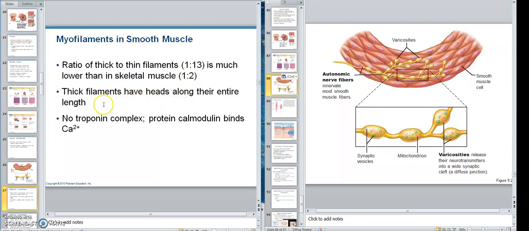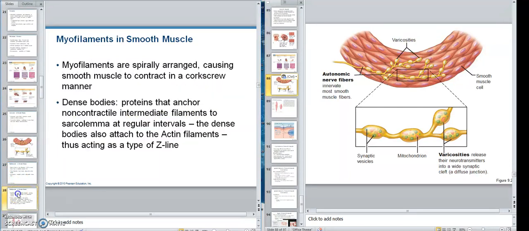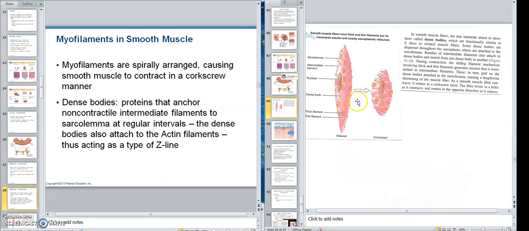Okay? Thick filaments have heads along them. Okay, we talked about that. All right? Myofilaments are spirally arranged. See, there's no myofibril. You have dense bodies in there. Let's see what we got here. So I'm going to go to this picture. You have these dense bodies, and here are intermediate filaments here.